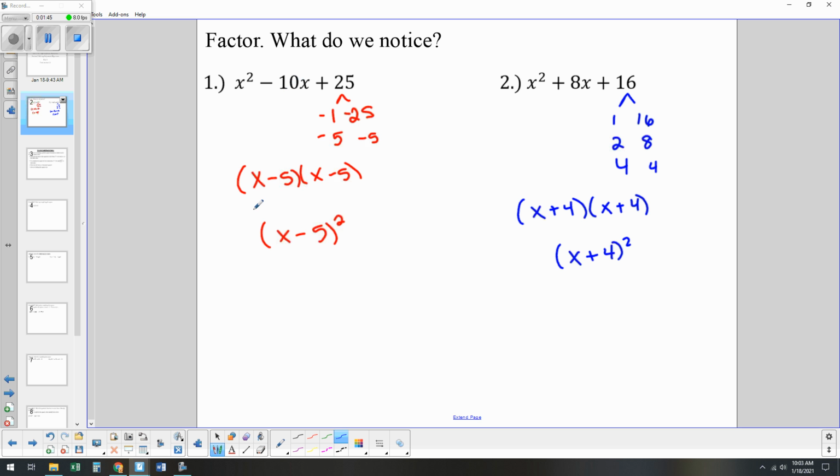So that's what we're going to do today, something called completing the square. We're going to turn different quadratics into this form where once I took half of this value, it was plus that number squared. So I can factor it using this method.